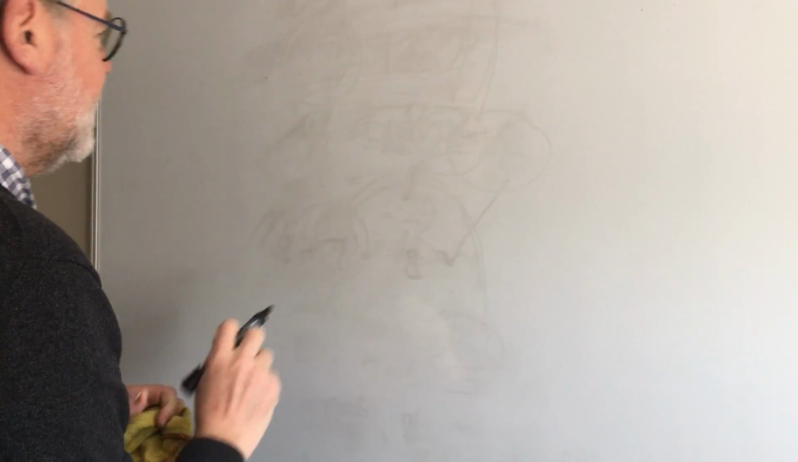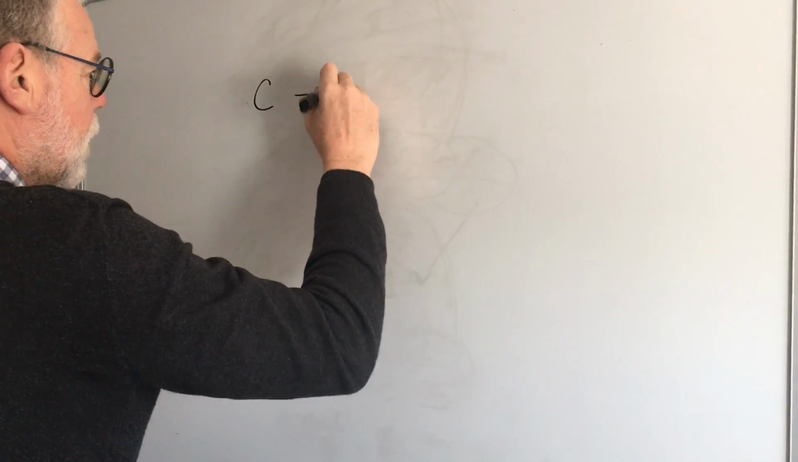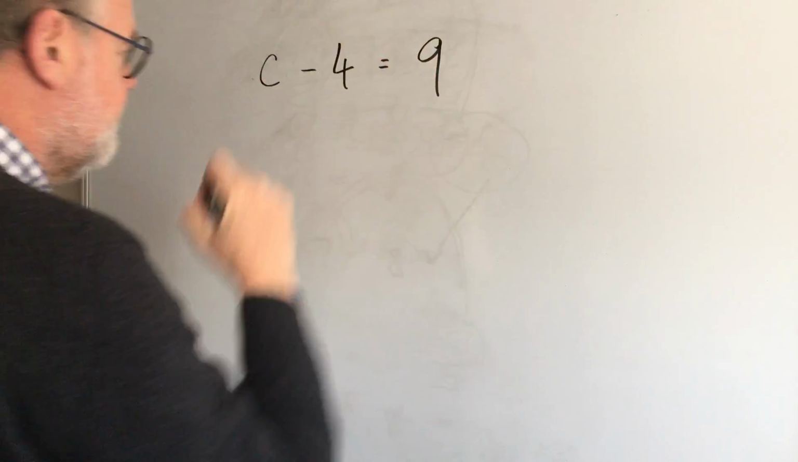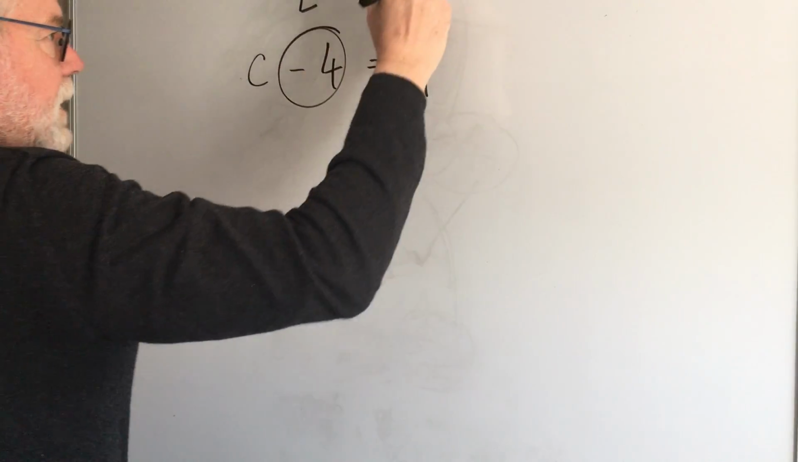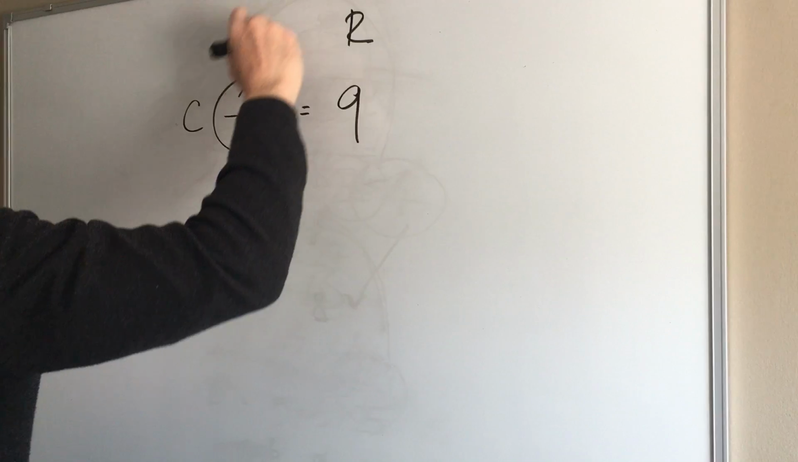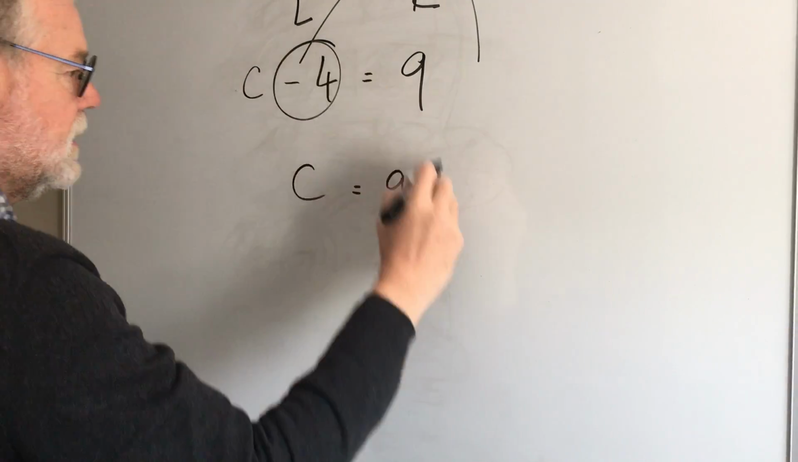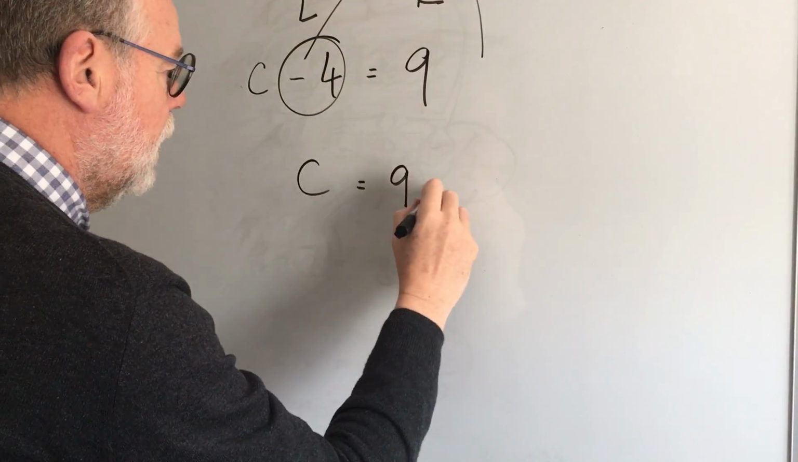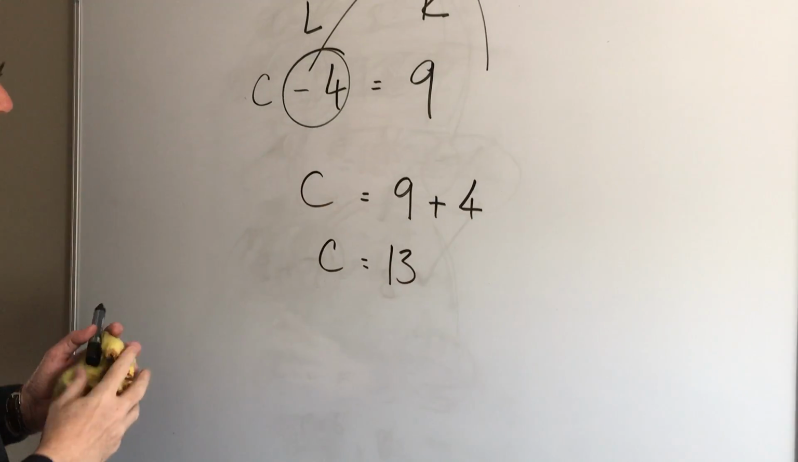So this time if I said what is c take away 4 equals 9. Remember what we do? We've got the left hand side, we've got the right hand side. When we change the side, what do we do? c equals 9. This time it becomes, instead of negative 4, positive 4. c equals 13. How do we know?